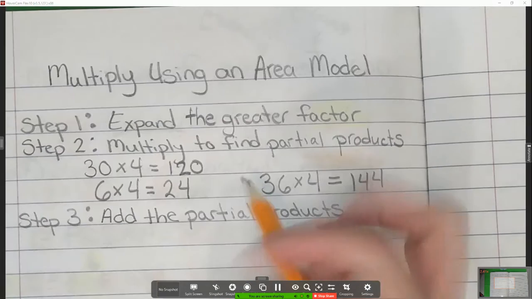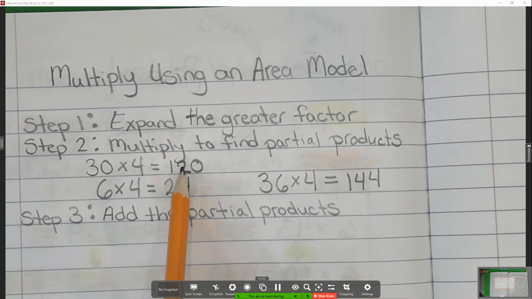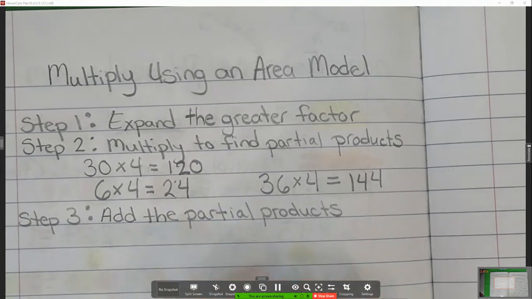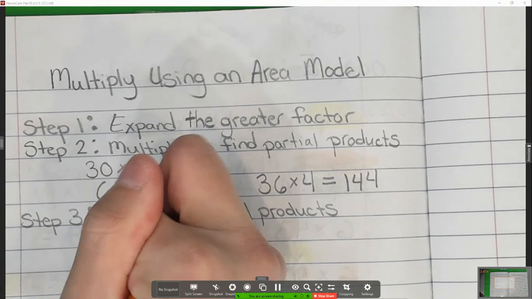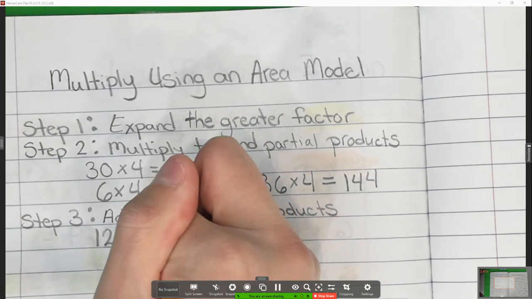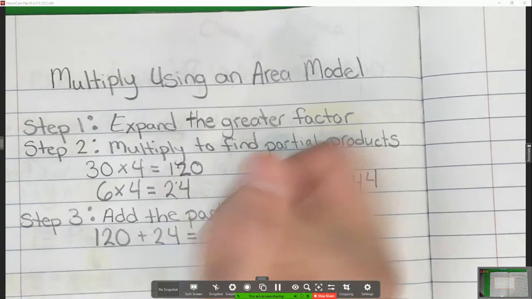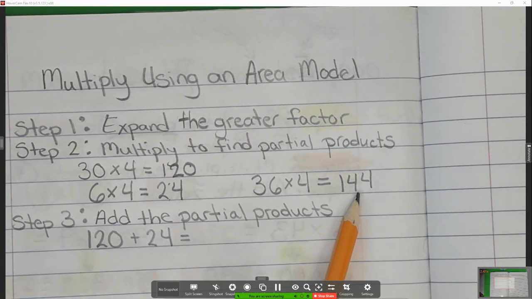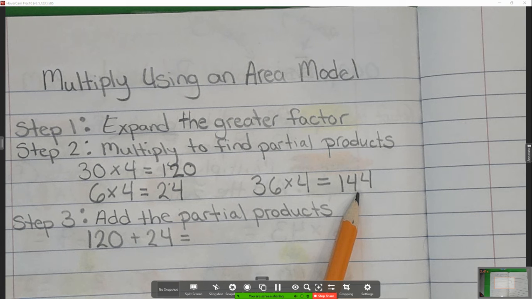And that means we're going to take this 120 and this 24. So 120 plus 24. And what did that equal? What does 120 plus 24 equal? Emily.